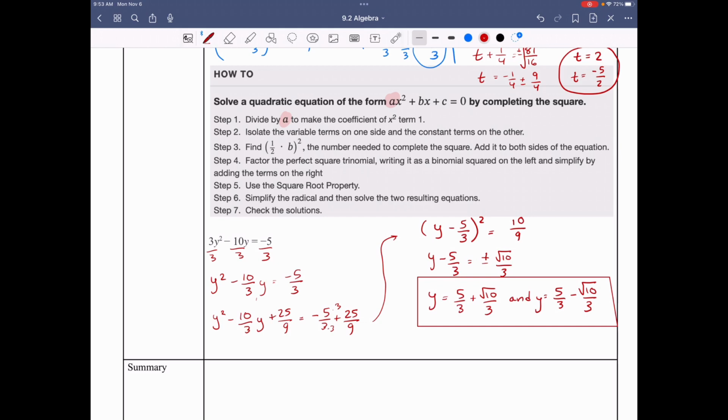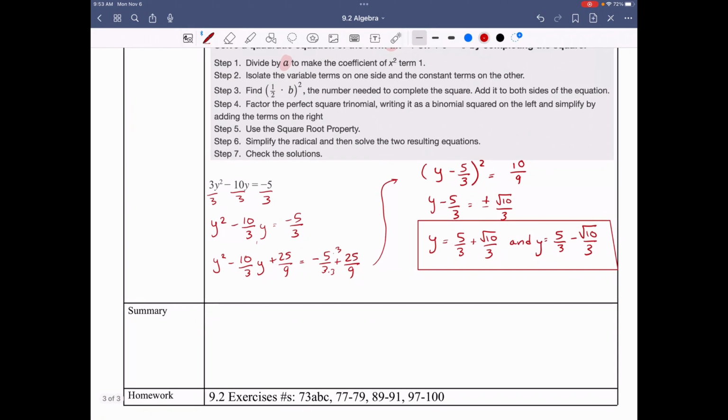All right, that was a lot for completing the square, so I want you to go back and think of some of the important steps that we need to use to complete the square. Like, how do we find what we're going to add to both sides? What do we do if there's a coefficient? Remembering to use the square root property. So write a 2-sentence summary on what we learned.